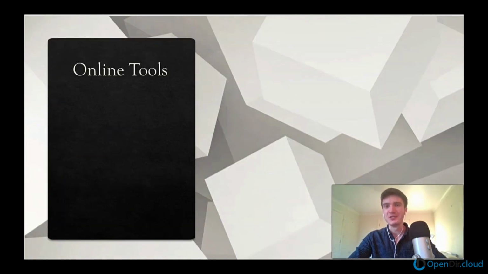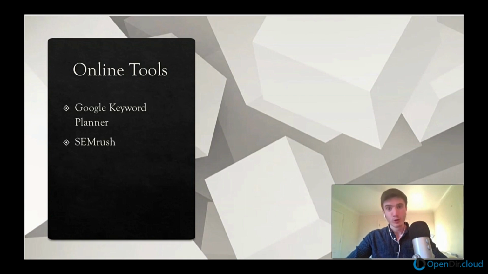Which are the tools that I use on a daily basis pretty much? The first one is Google Keyword Planner. I'll talk about these more in greater detail once I go through them all. Next one, SEMrush, and the next one after that, Google Trends.